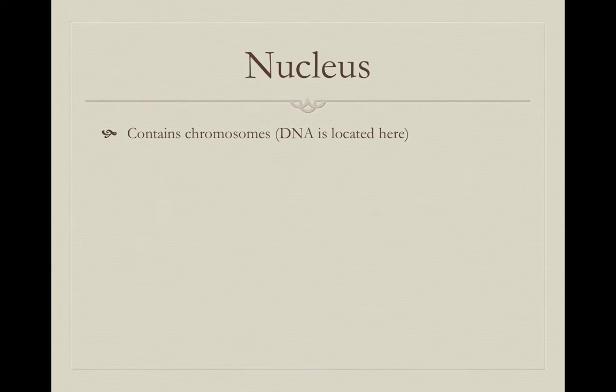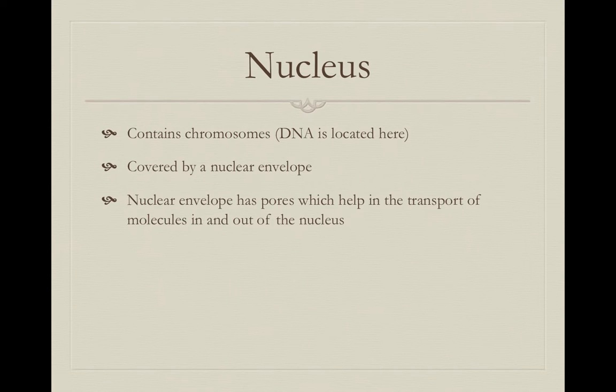The nucleus. The nucleus contains chromosomes, so this is where the DNA is located. It's covered by a nuclear envelope. This nuclear envelope has pores, which help in the transport of molecules in and out of the nucleus. The nuclear envelope is a double membrane covering the nucleus, and it controls what goes in and what goes out. We don't want the wrong things going into the nucleus or the wrong things coming out.